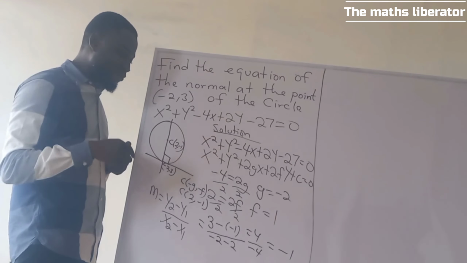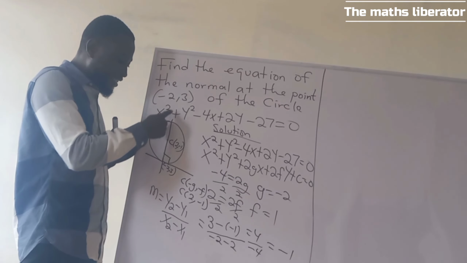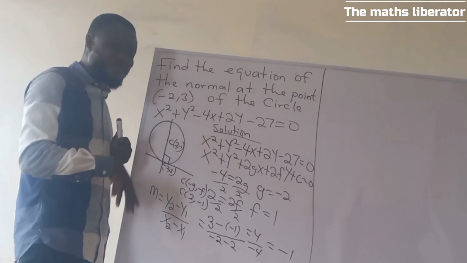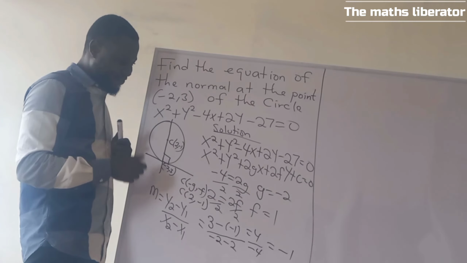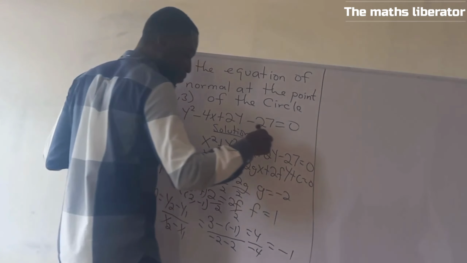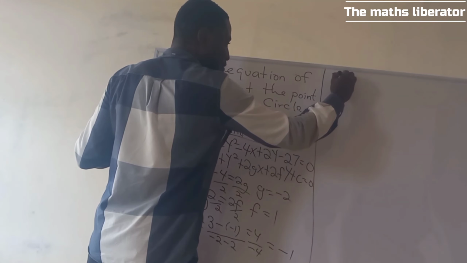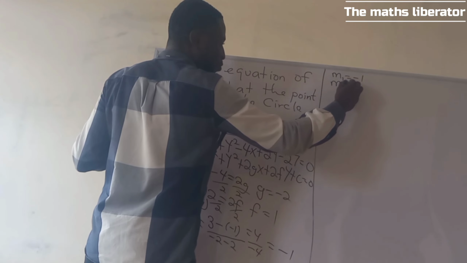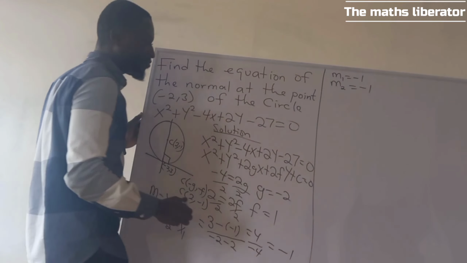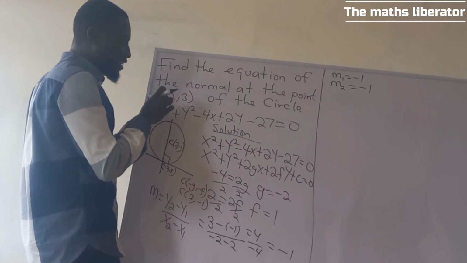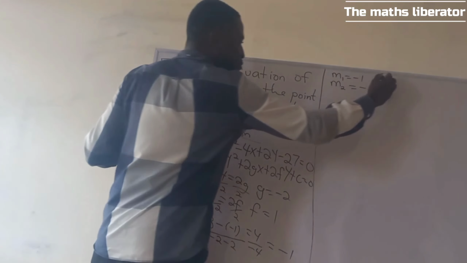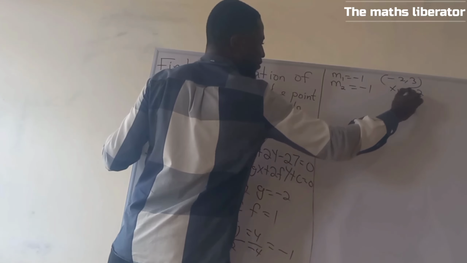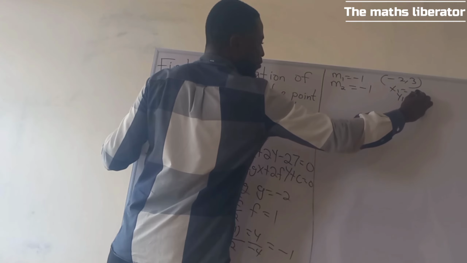So -1 is the gradient for the radius. Now I want the gradient for the normal. Since the normal is passing through the same place the radius is, the normal also has the same gradient as the radius. Good. So for the radius m1 is -1, and my normal, which is m2, the gradient 2, is also -1. And the point which is being given for the normal is -2, 3. So my x1 is -2, my y1 is 3.